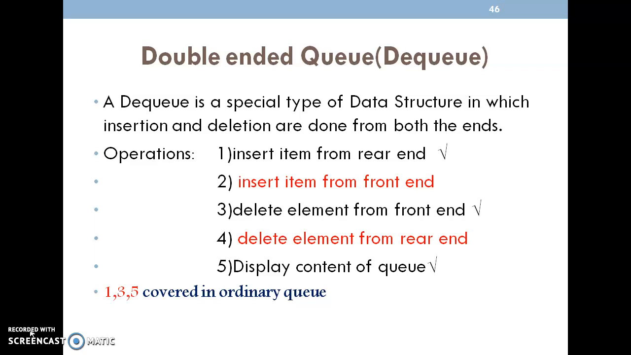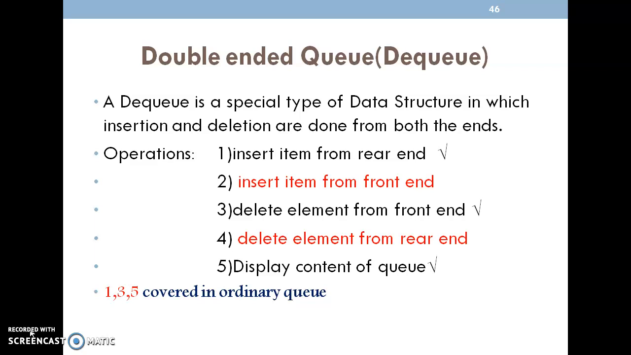Earlier in the ordinary queue, what were we doing? We were performing only one operation at one end. From the rear end, we insert the element. From the front end, we delete the element. But in this third type of queue, from both the ends, we can perform insert and delete. From the rear end, we can insert the element, and from the same rear end, we can delete the element. Similarly, from the front end, we can insert the element as well as delete the element.